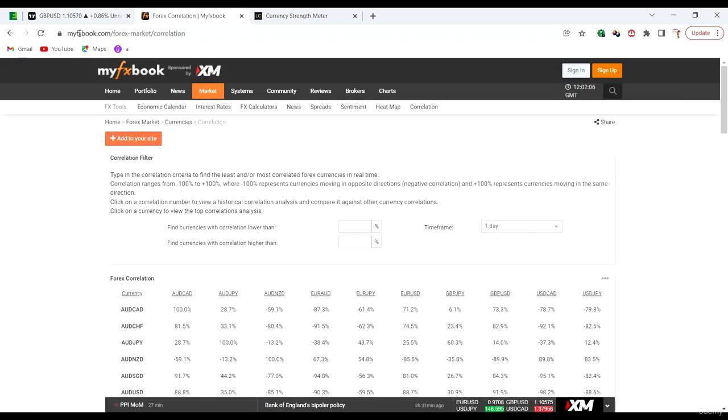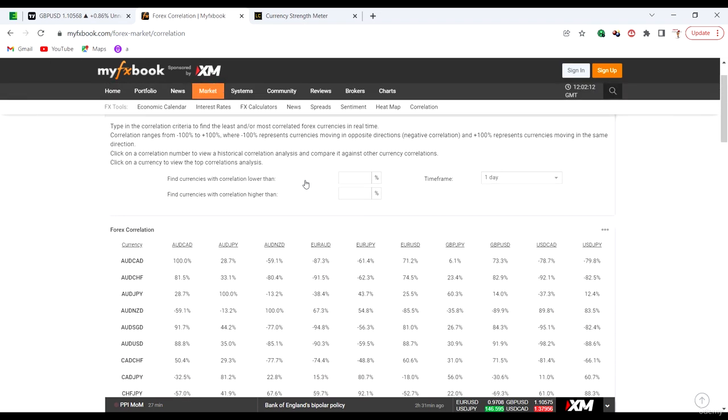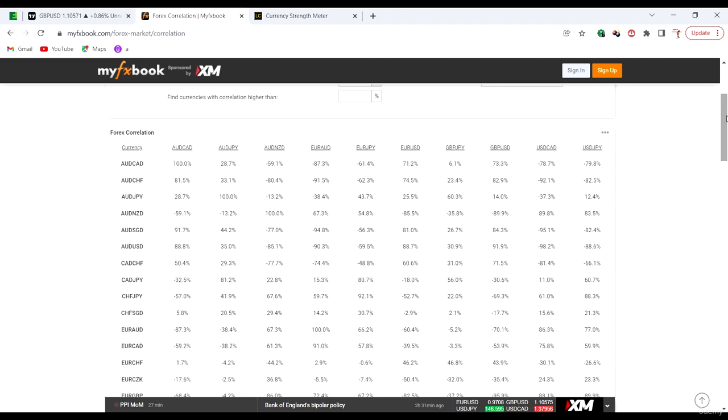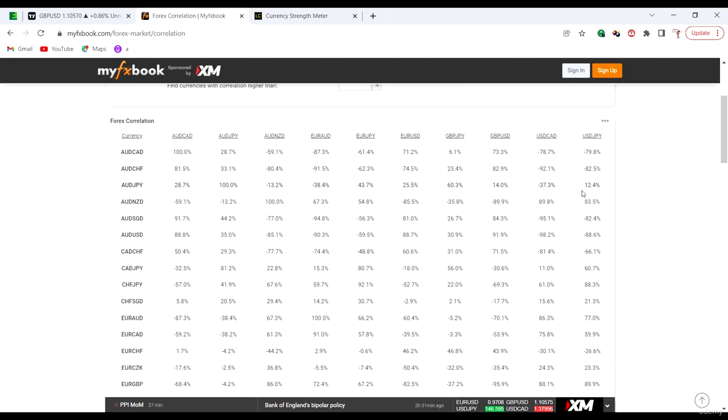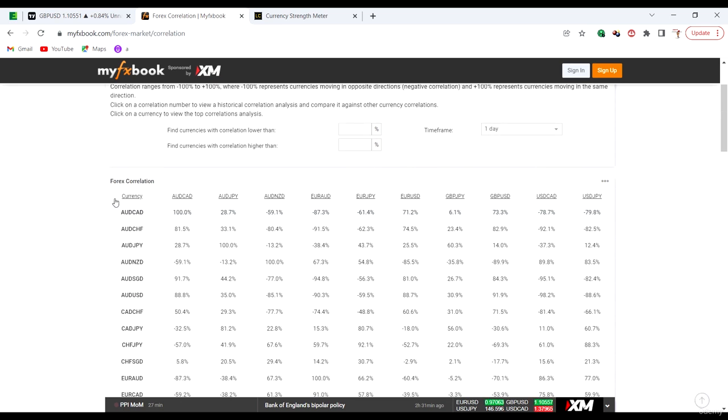Now, this next site is myfxbook.com. You can see the link here. Just copy it and go to the site. This site will show you more about correlation. It will show you currency pairs and their level of correlation, or their percentage of correlation. So there are currency pairs here and there are currency pairs here.